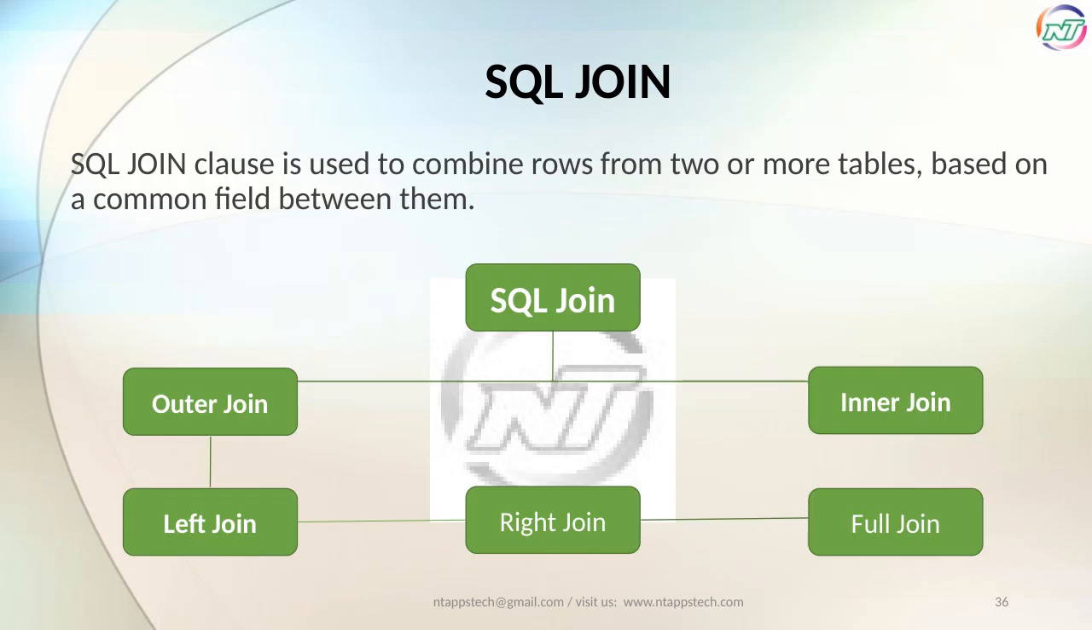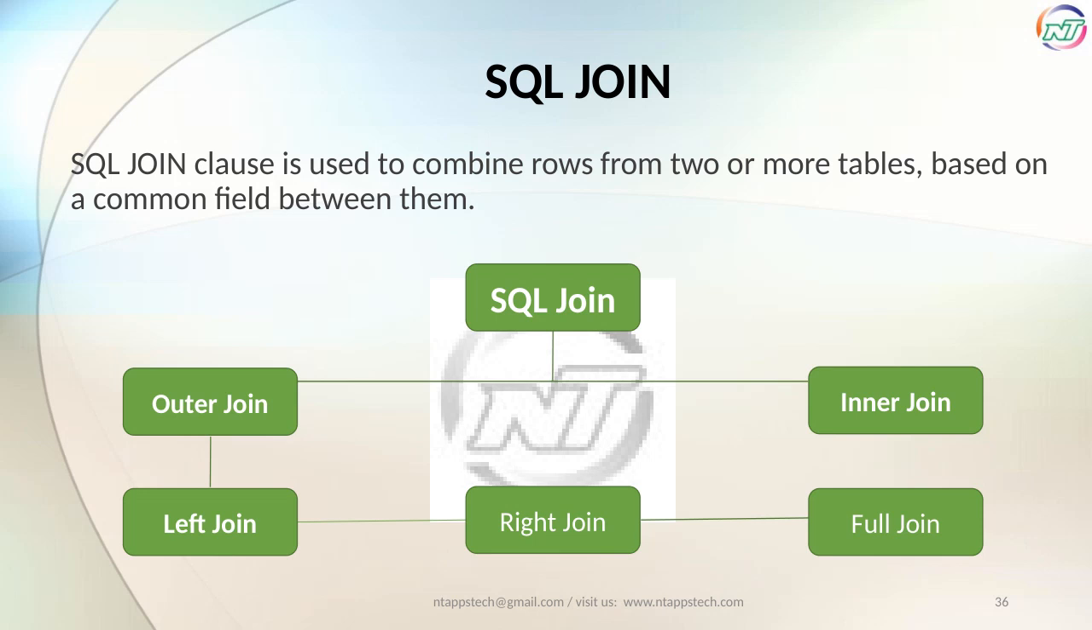When working with databases, the SQL join clause allows you to combine rows from 2 or more tables by matching values in a common field they share. This is useful when you want to bring related data together, like linking customer details with their orders by using matching keys such as customer ID.